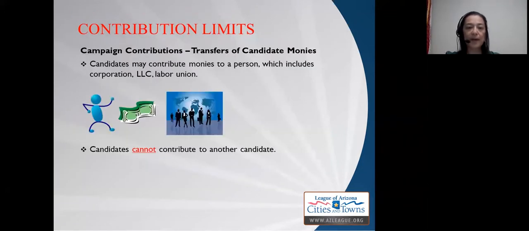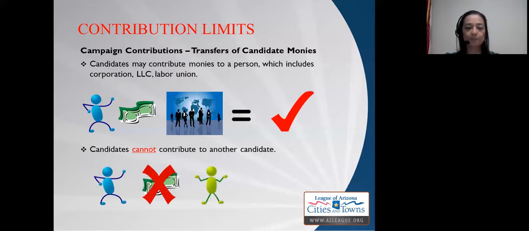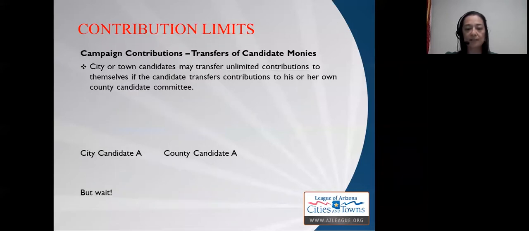So let's talk a little bit about contribution limits in terms of what candidates can do. Candidates can contribute monies to a person, which is defined in the statute to include a corporation, an LLC, a labor union, but they cannot contribute to another candidate. We'll talk about surplus monies in a little bit because that's an exception, but technically it's not, because one person isn't a candidate anymore. So it's a good rule of thumb to remember that candidates cannot contribute to other candidates.